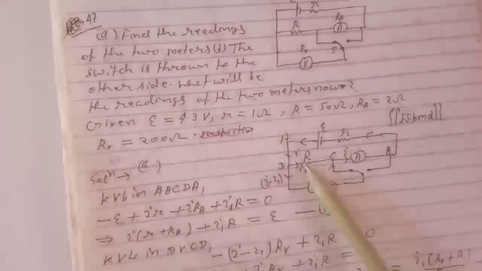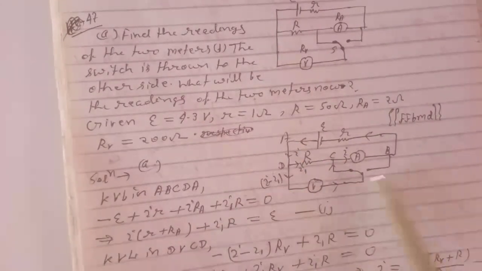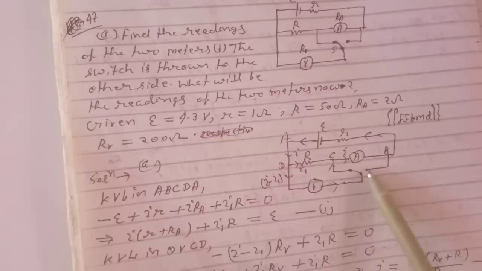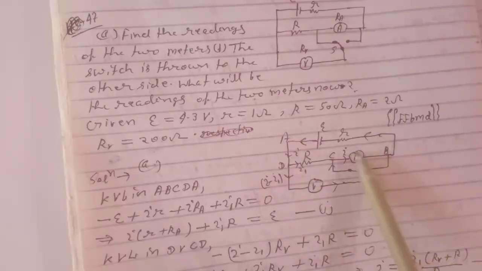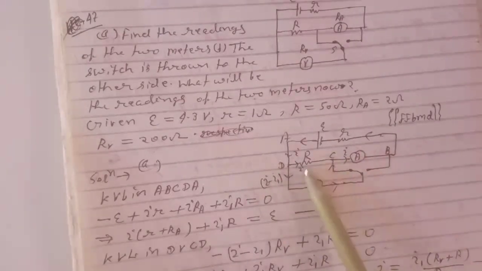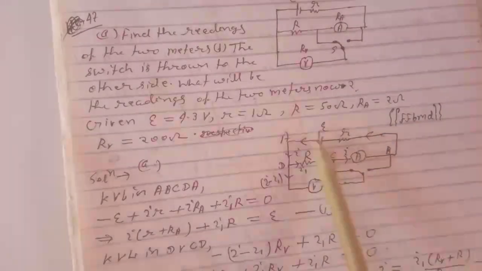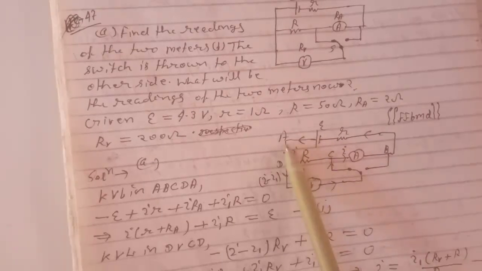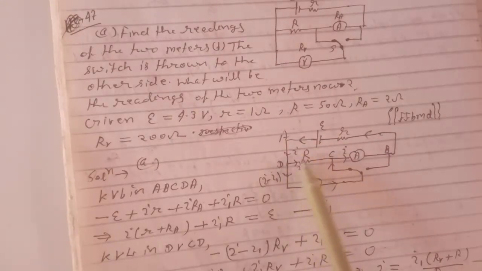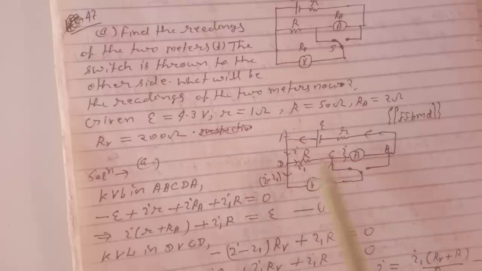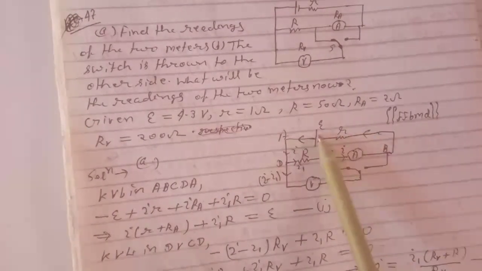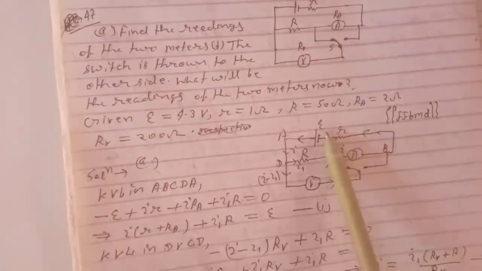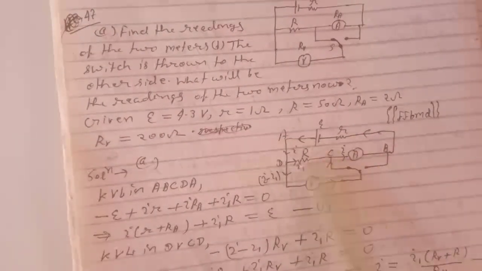So the current distribution is shown here. This is open, so no current flows through this line. Current is flowing in this loop. We are assuming that current I is coming from this, and I1 is going in this, so I minus I1 will go through this, and again it will be I flowing in this circuit. So our current distribution is right.